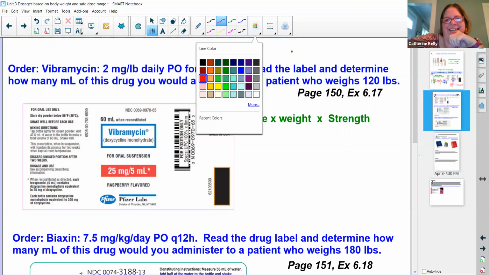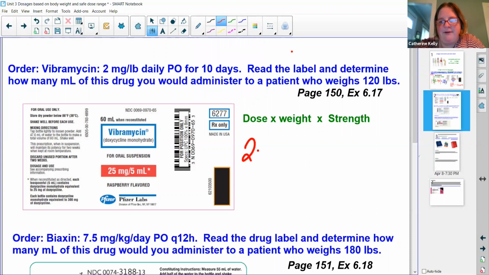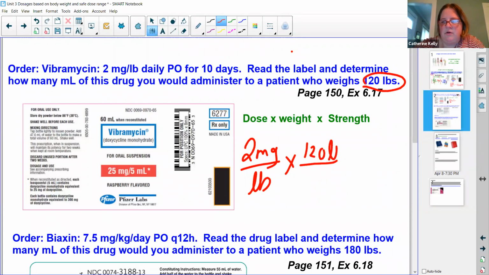So here we have 2 milligrams per pound daily. So you have your dose times your weight times your strength. Your dose is 2 milligrams per pound, and then because it's in pounds, you have to do it by the weight in pounds. And it's great because they gave you the weight in pounds. And then the strength. The strength is 25 milligrams per 5 milliliters.